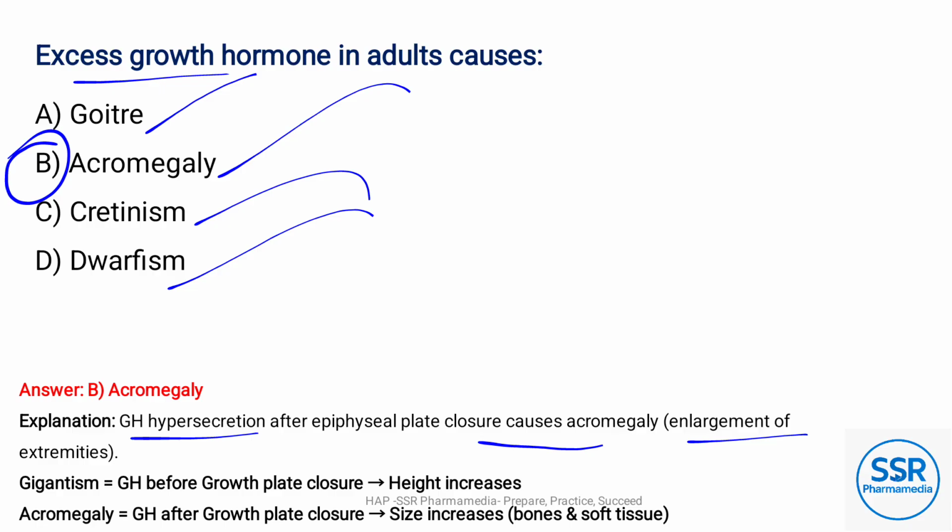Gigantism is excess growth hormone before growth plate closure, so it increases the height. Acromegaly is excess growth hormone after growth plate closure, so the size of bones and soft tissues increases. Gigantism means increased height. Acromegaly means increased size of the bones and tissues.